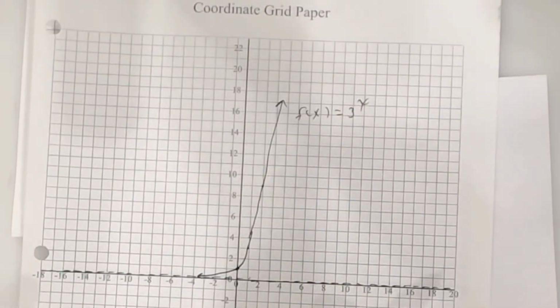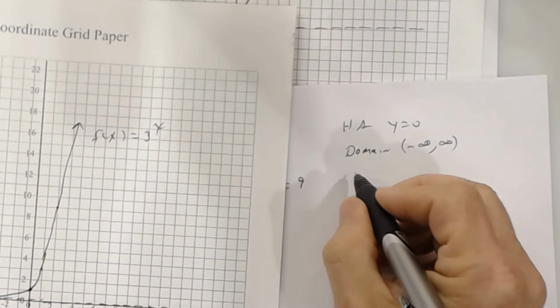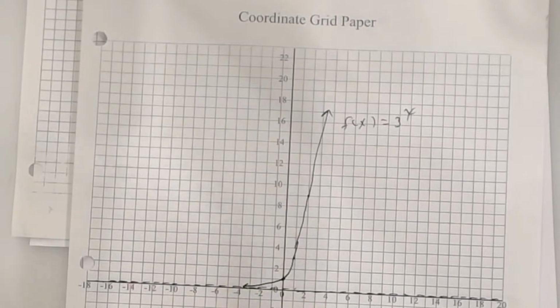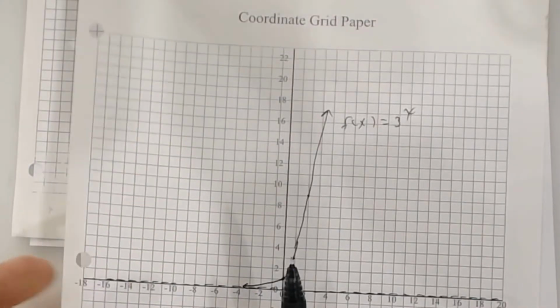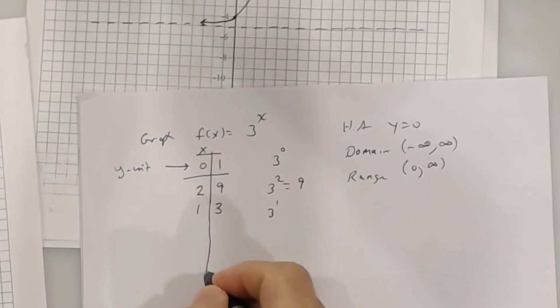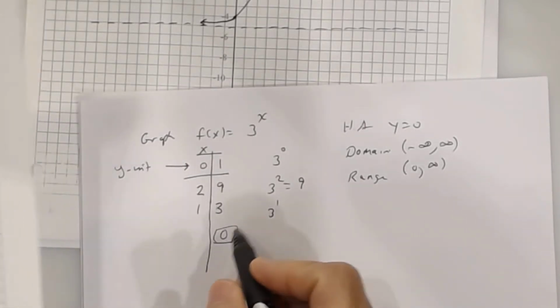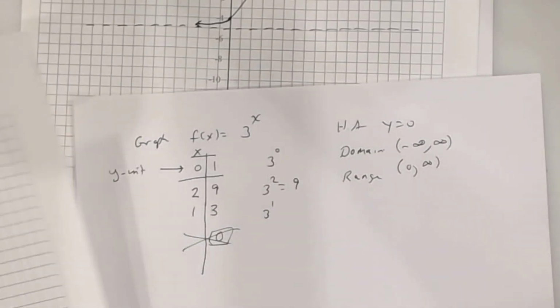Now you can tell me the range. What's the range? 0 to infinity. Parentheses 0 to infinity. It's parentheses 0 because the graph never touches the horizontal asymptote. We saw yesterday that this will never be 0. Your y values, if you do the t-table, will there ever be a y value of 0? No. Okay?